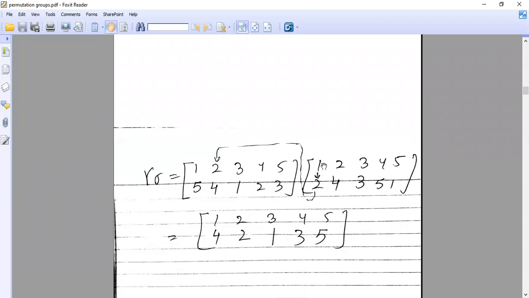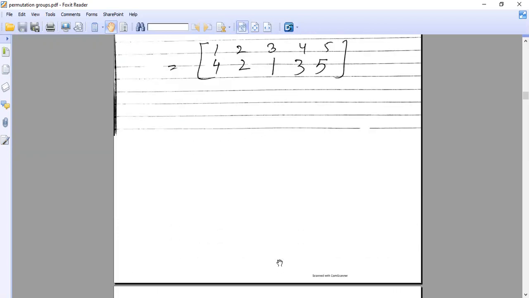You can see, from sigma, what is the image of 1. Image of 1 is 2. Then in gamma you have to check the image of 2. So 1 is going to 2 and here 2 is going to 4. So your 1 is going to 4. Now here 2 is going to 4 and 4 is going to 2. So 2 is going to 2. 3 is going to 3 and then 3 is going to 1. So 3 is going to 1. 4 is going to 5 and here 5 is going to 3. So 4 is going to 3. 5 is going to 1 and 1 is going to 5. So 5 is going to 5. So this is your gamma sigma. So this is how you compose two permutations.